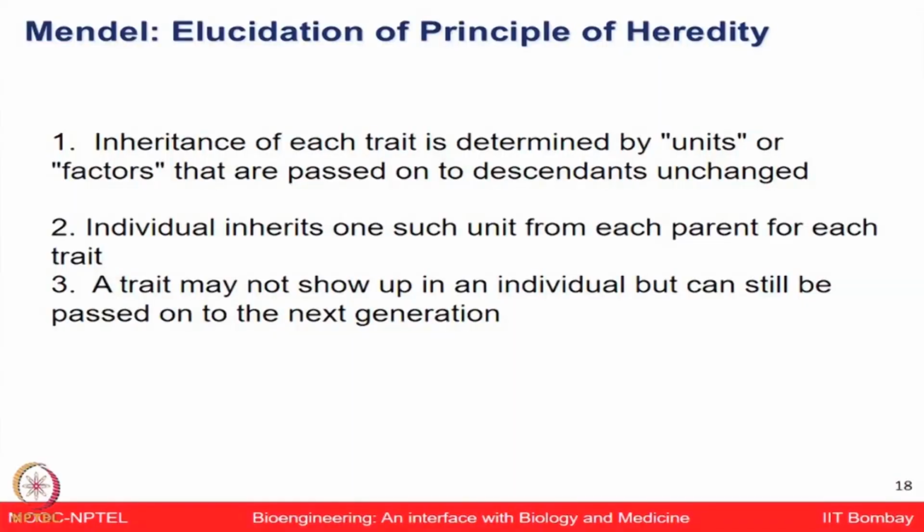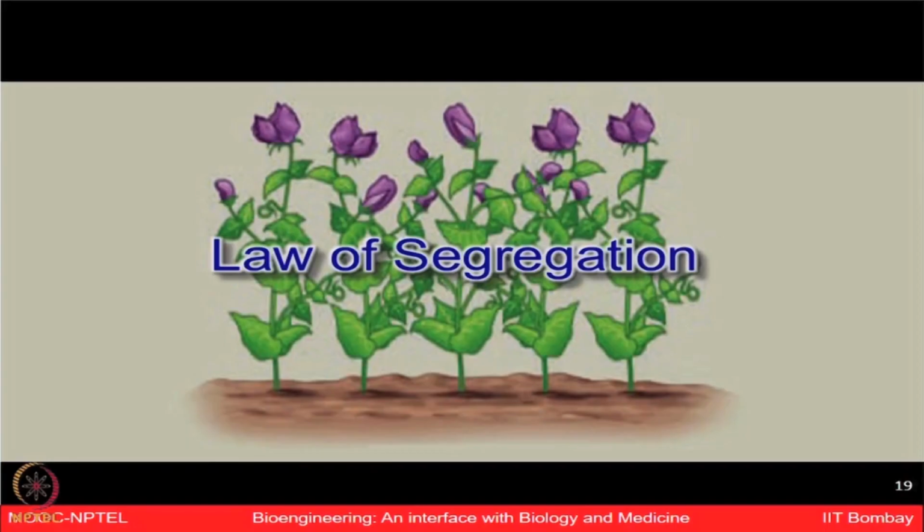To elucidate the principles of heredity, the inheritance of each trait is determined by units or factors, which we now know as genes, which are passed on to descendants unchanged. Individuals inherit one such unit from each parent, and then they transmit it from one generation to the next. So now this brings us to Mendel's first law, which is the law of segregation.